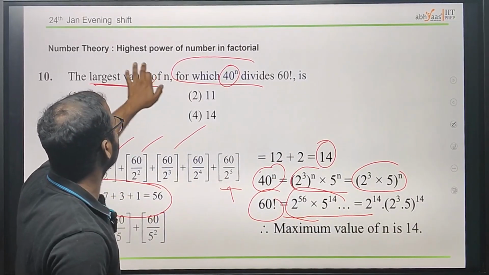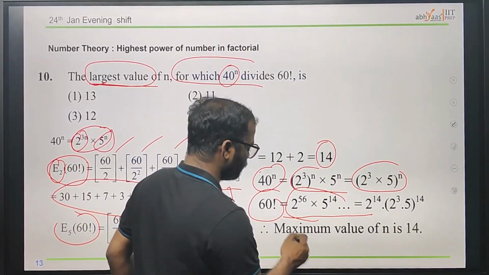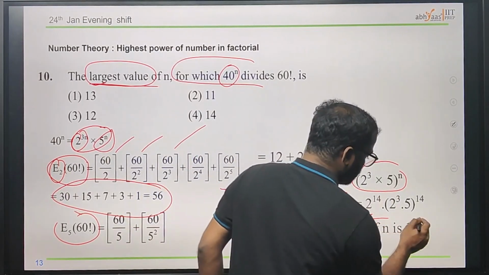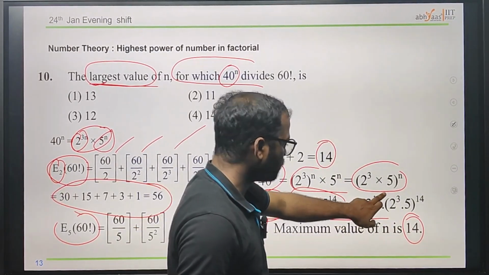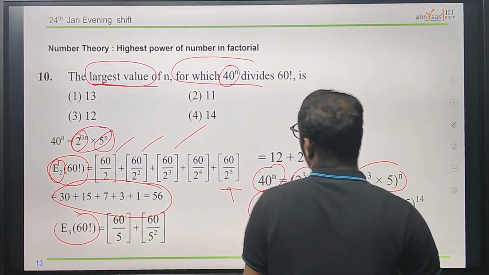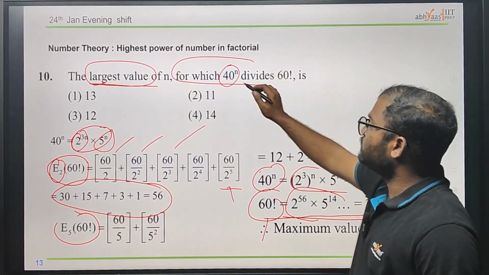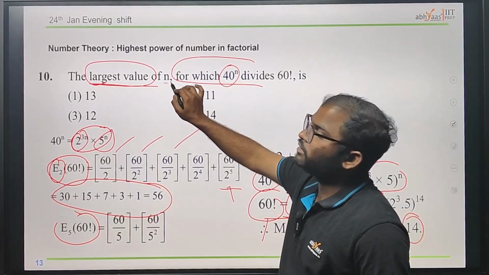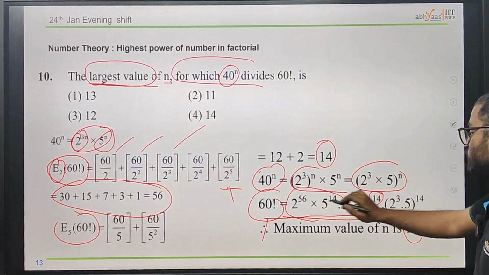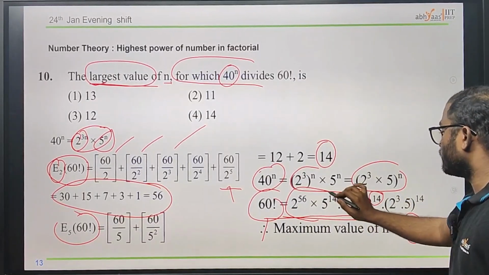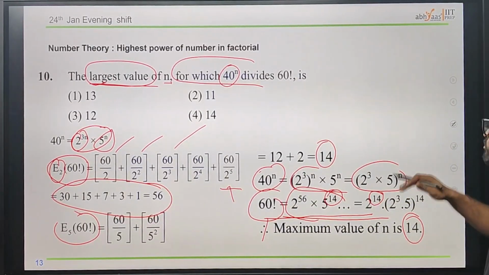Since they already asked about the maximum value, we just need to find the maximum value of n. It is 14. Okay, 14 is the answer. I hope you understood what we are finding. This n is the maximum value of n, that's the thing we need to find. By just comparing with these two, we can easily find that 14 will be the maximum value.